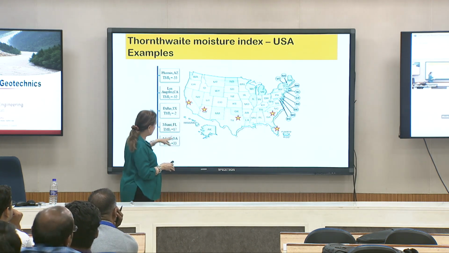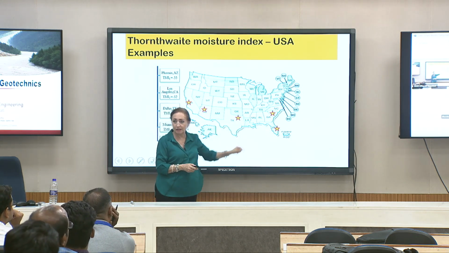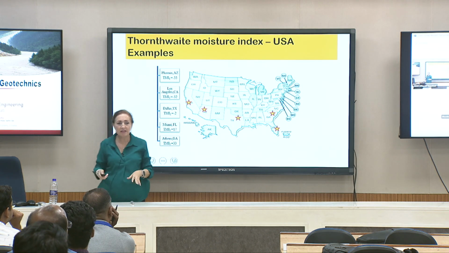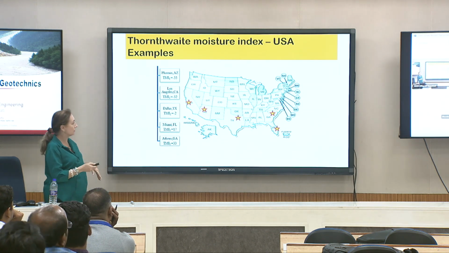Miami is plus 17, depending on the station you got. Orlando has a little bit different number. Athens, Georgia, is plus 33. So positive means a lot of water in there. Negative means arid and semi-arid regions.